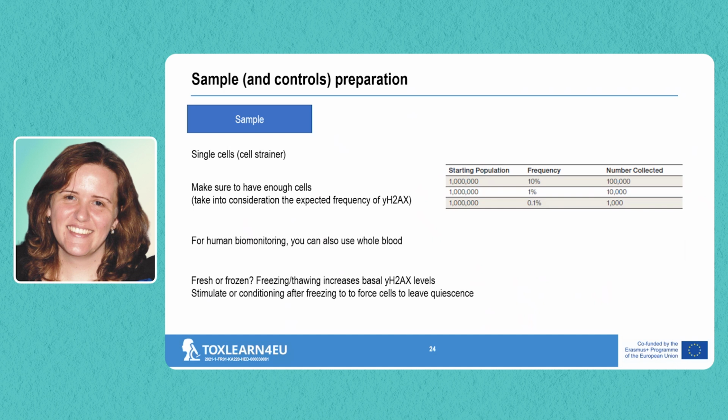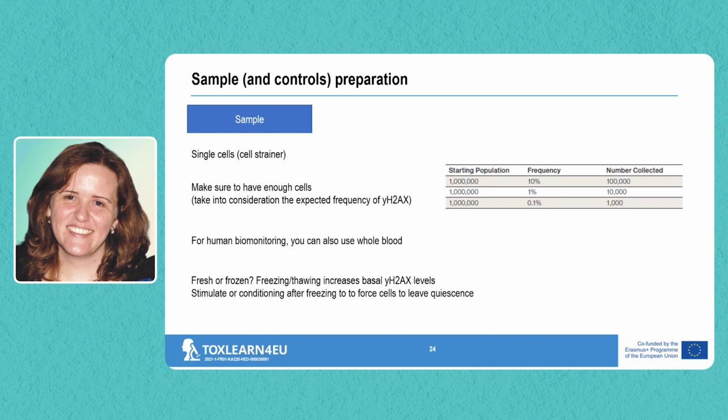For human biomonitoring, there are also now a few papers showing that we can use whole blood instead of using only lymphocytes. And we saw today in a previous presentation some of the advantages of using whole blood. To prepare lymphocytes, you would need to complete a number of steps, and to use whole blood, it will be much more simple. There are some studies that have already tried to do that in whole blood, and it seemed to work.